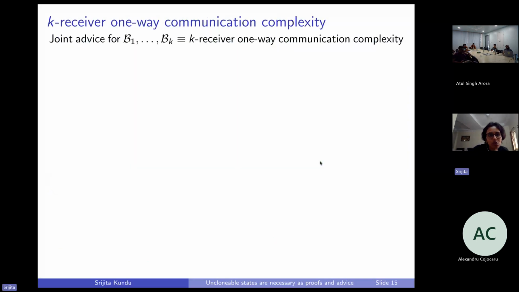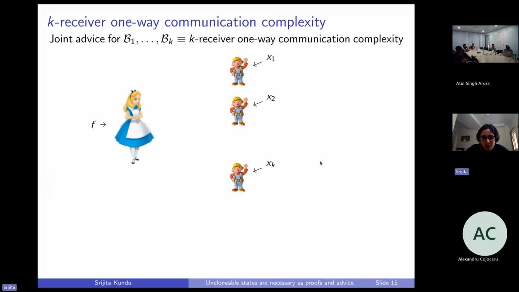Yeah. So the previous result is for a single verifier, because it's one-way communication complexity with a single sender and a single receiver Bob. But we want to say things for K verifiers in our case. So we consider a more generalized setting of one-way communication complexity, which we call K-receiver one-way communication complexity. I don't think the setting has ever been considered before, but it's the natural analog for us. The joint advice that we'll give to the verifiers V1 to Vk will naturally correspond to this setting.